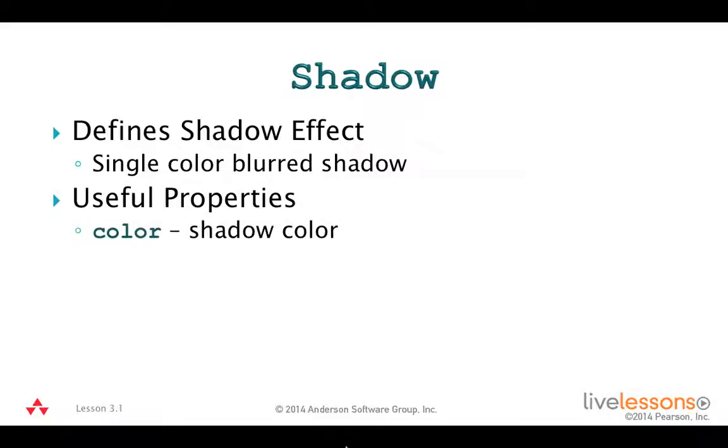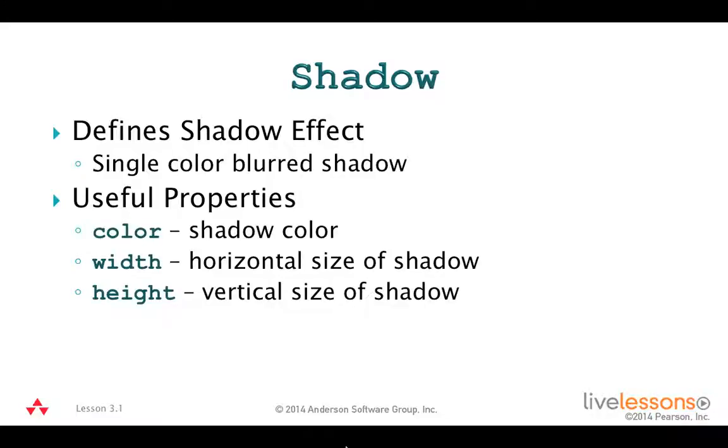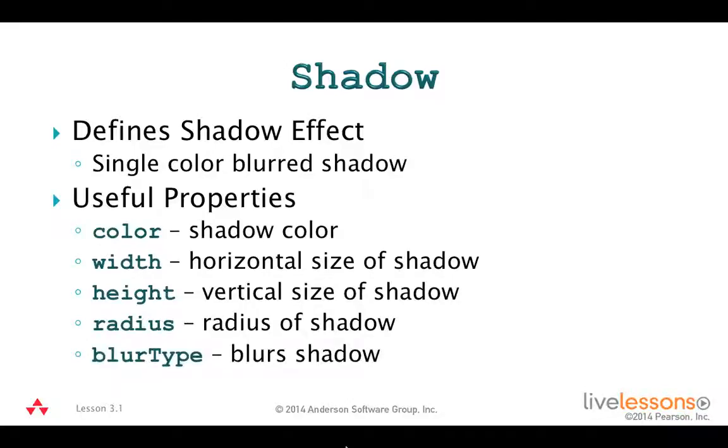Color is the color of the shadow, which is black by default. Width is the horizontal size of the shadow, and height is the shadow's vertical size. For both of these properties, the range of values is 0 to 255 with defaults of 21. Radius is the radius of the shadow. The range of this property is 0 to 127 with a default of 10. Blur type is like a Gaussian blur or other types of blurring filters for the shadow. The default here is a 3-pass box filter. And finally, the input for this effect. This property is used for chaining effects, which we'll discuss in a later lesson.